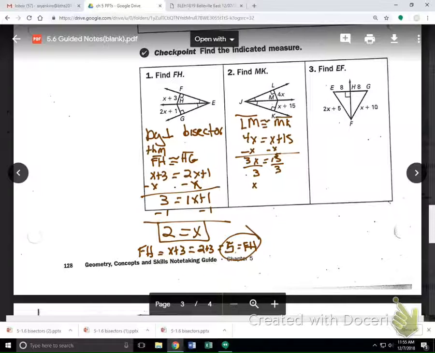Reggie, what's 15 divided by 3? 5. So our question asks, what is MK? MK equals x plus 15, which means we're going to substitute in x. So MK equals, Alex, you got that one? 15 plus 5 is? Thank you, sir.